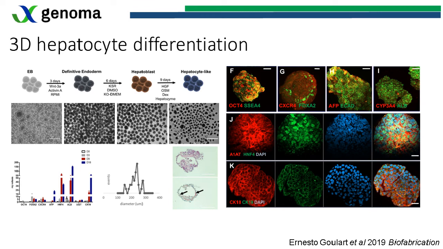These spheroids are actually hollow structures, and they have an internal basal lamina where the epithelial cells are deposited onto. So this is a very interesting feature of epithelial spheroid differentiation. Indeed, the cells are in close contact with each other.